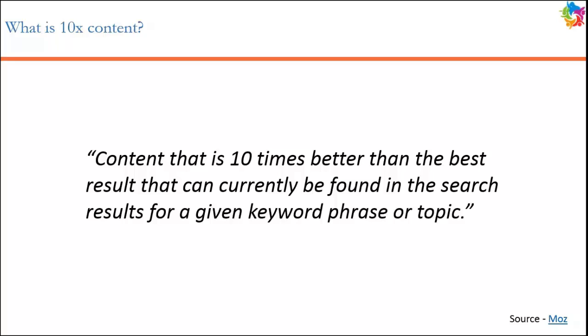Right? So the definition is right there for you. It says content that is 10 times better than the best result that can currently be found in search results for any given keyword phrase or topic. Right? To put that simply, it means that for any topic, content that is 10 times better than any other content on the World Wide Web. Let's say you choose a topic, and the content that you create on that topic should be 10 times better than any other content out there. That's a simple definition of 10x content.